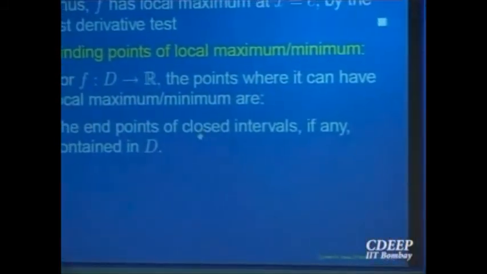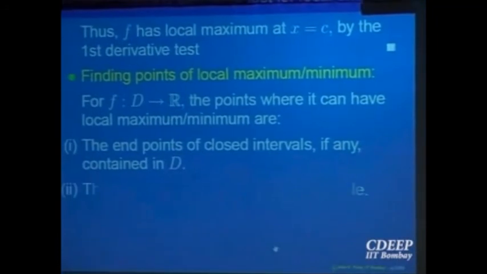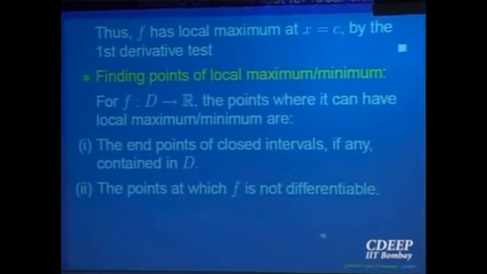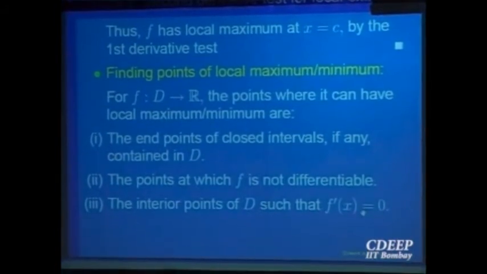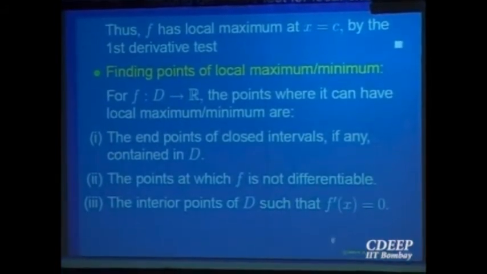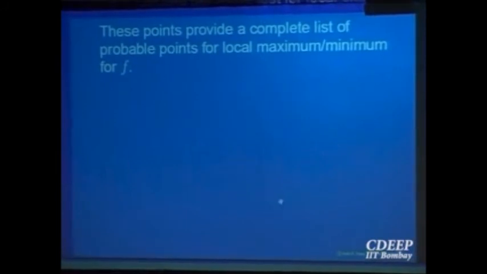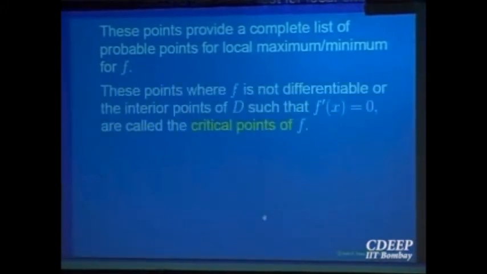So endpoints of the closed intervals, if any, points at which the function is not differentiable, and interior points where the derivative is equal to 0. So these are the points of three categories. Namely, a name is given to the points of the second and third categories, the points where the derivative is equal to 0, or the points where the function is not differentiable. Those points are normally called critical points. Other than the endpoints, other possible candidates are called critical points for the function.